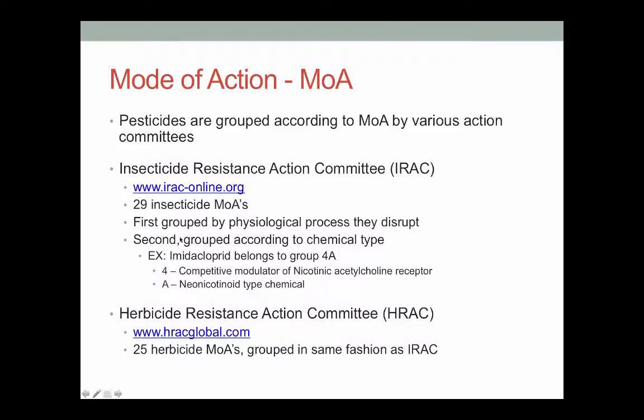Anyway, so you would see that's a 4A, which means that it is a competitive inhibitor of the neonicotinoid receptor, or the nicotine receptor, and then you can see from A that it is specifically a neonic, as opposed to, say, a regular nicotine. Similarly, you have things like HRAC for herbicides, there's a fungicide group as well, and they all group them.